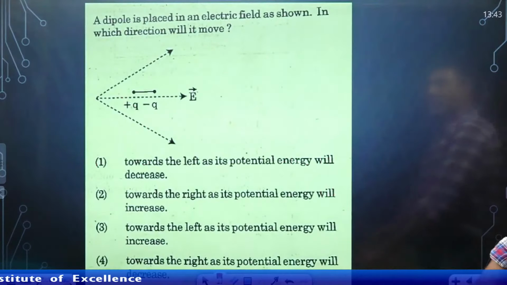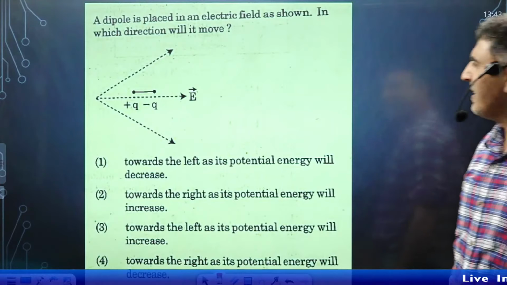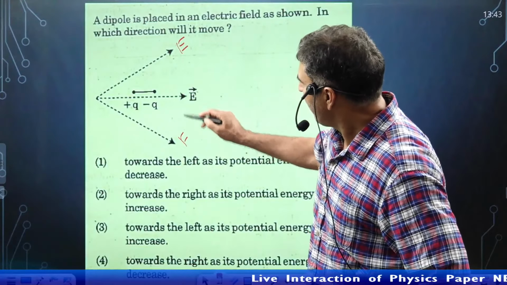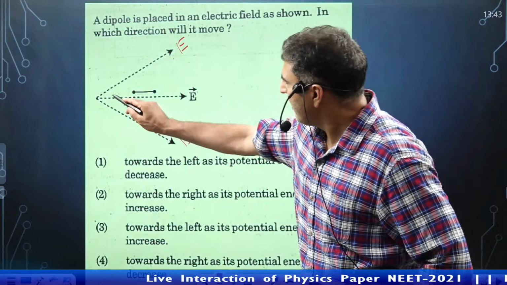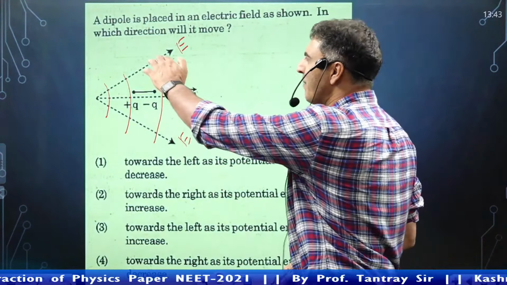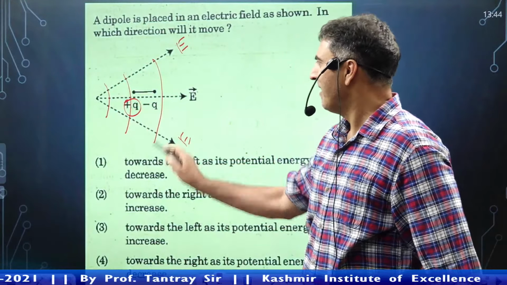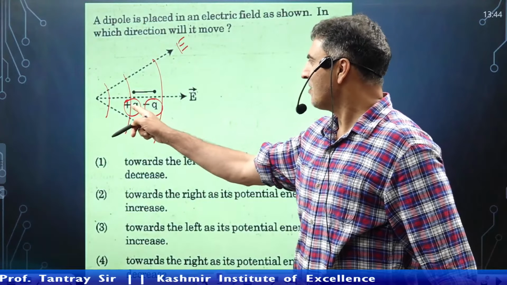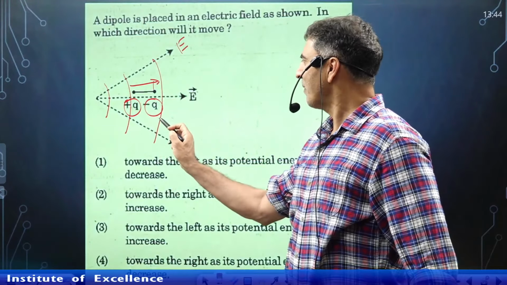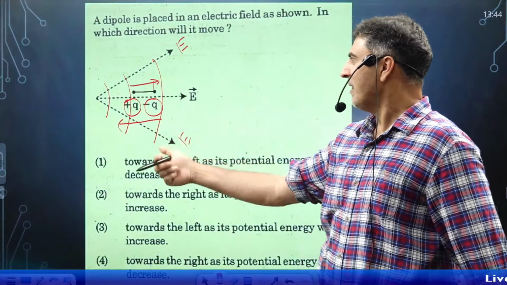Now let me go to another question. A dipole is placed in the electric field as shown. In which direction will it move? Now see, here is a very typical question. These are electric field arrows. When you look at these arrows, the electric field here should be more and here it should be less, because the density of field lines here is less and here is more. So this plus q is in the higher field, and this minus q is in the lower field. This charge will experience force in this direction. This negative charge will experience force in this direction, because a positive charge experiences force in the direction of the electric field, and a negative charge opposite.